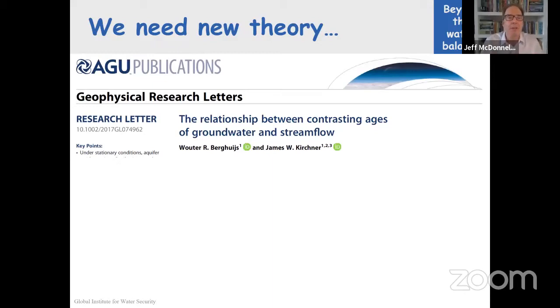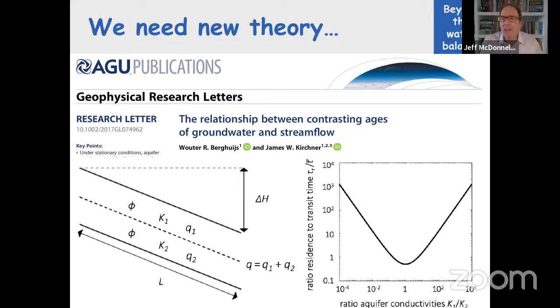This is a lovely paper that came out a couple of years ago by Wouter Berghuijs and James Kirchner at ETH Zurich. And they talked about this relationship between contrasting ages of groundwater and stream flow. And they made the kind of theoretical assumption that maybe it has to do with the permeability of the shallow and deep aquifer or hydrogeological systems. So if you look at a plot on the right, which is the ratio of aquifer conductivities, the shallow and the deep, and if you look at the ratio of residence time to transit time, that means the age of water in the system to the age of water flowing out of the system, you might see this kind of U-shaped behavior.